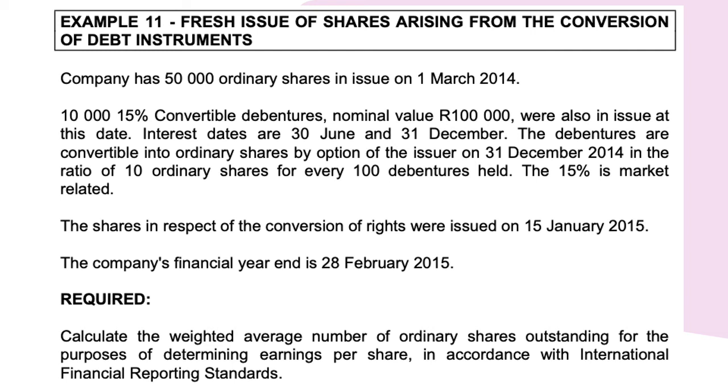The debentures are convertible into ordinary shares by option of the issuer on the 31st of December 2014 in the ratio of 10 ordinary shares for every 100 debentures held. The 15% is market related. The shares in respect of the conversion rights were issued on the 15th of January 2015. The company's financial year end is the 28th of February 2015. Required: calculate the weighted average number of ordinary shares outstanding for the purposes of determining earnings per share in accordance with international financial reporting standards.